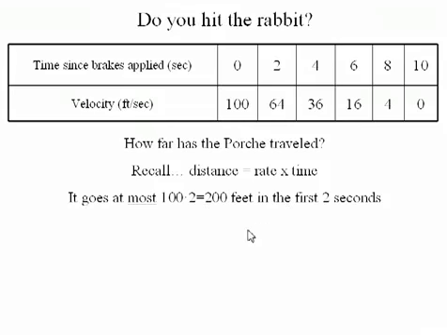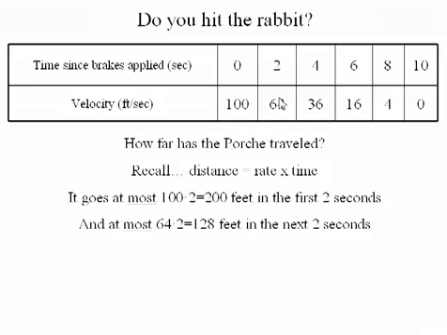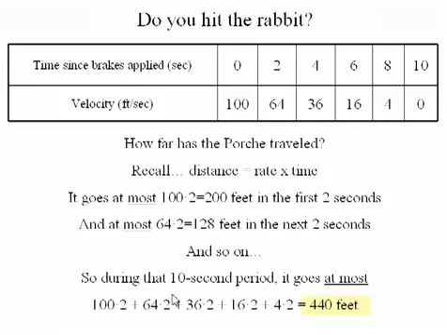What we can do is the same thing for the next 2 seconds. The fastest we're traveling is 64 feet per second for 2 seconds. The furthest we can go in the next 2 seconds is 128 feet. Right? We're going to do that for each 2-second time interval, and so during the 10-second period, the furthest we possibly could have traveled is 440 feet.